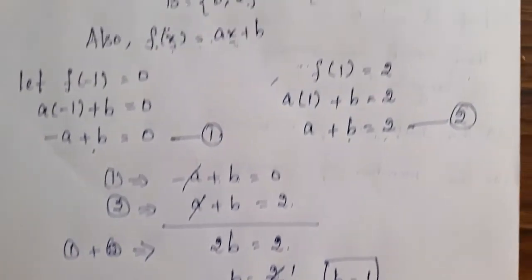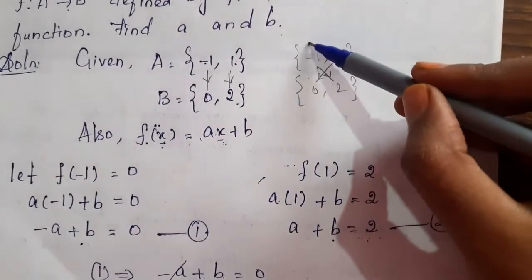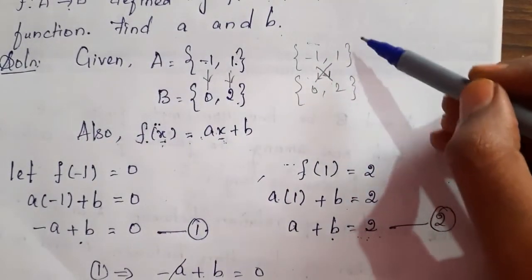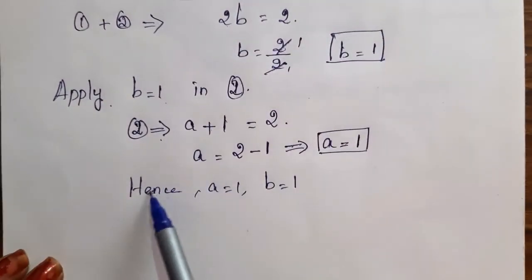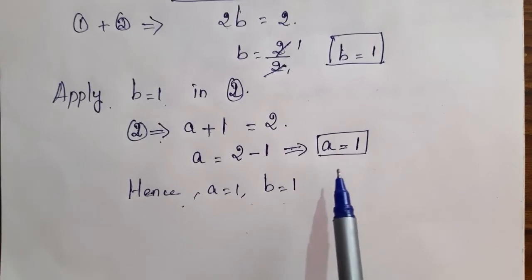So if you choose the other way, if f(-1) equal to 2, f(1) equal to 0, you will get the same answer: a equal to 1, b equal to 1. Okay, you can check it.